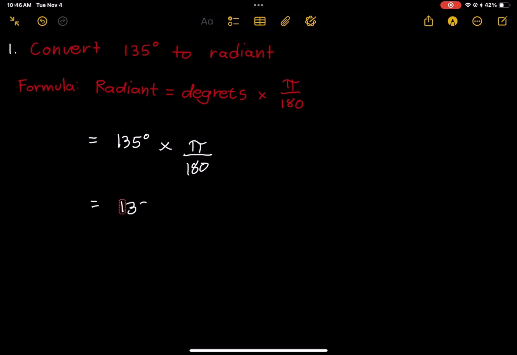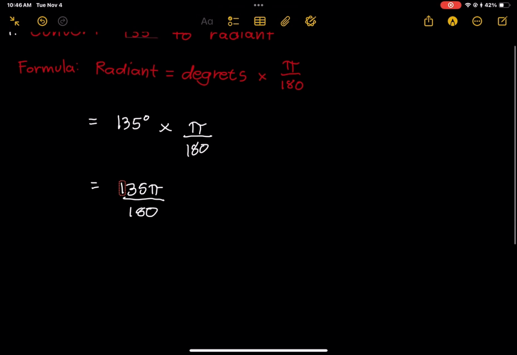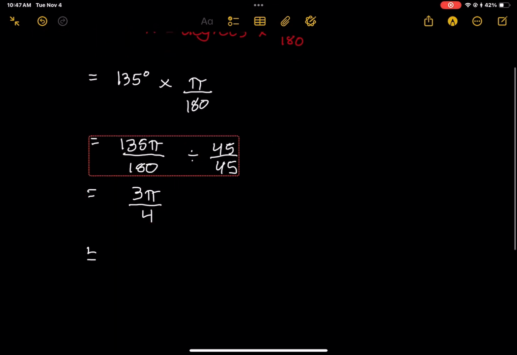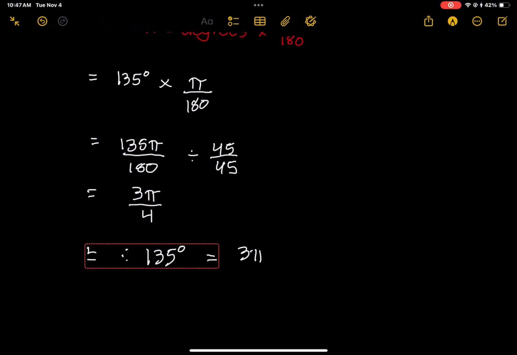Next, let's multiply 135 to the pi and 180 to 1. So we will have 135 pi over 180. That is 3 pi over 4, dividing by 45, which is their greatest common factor. So therefore, 135 degrees is equal to 3 pi over 4 in radian.